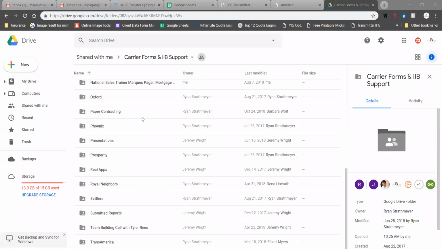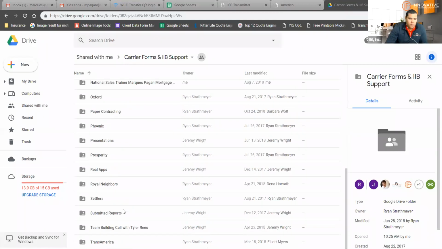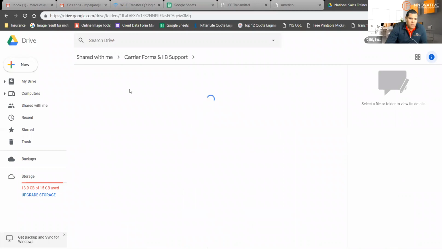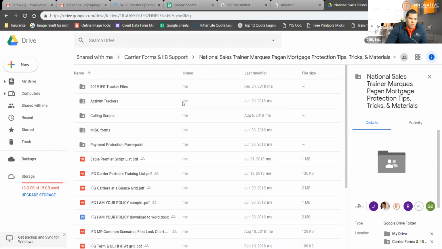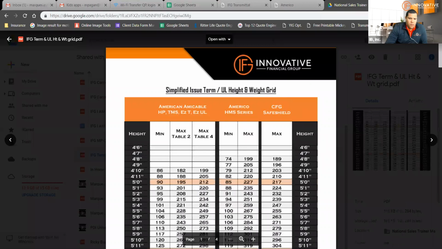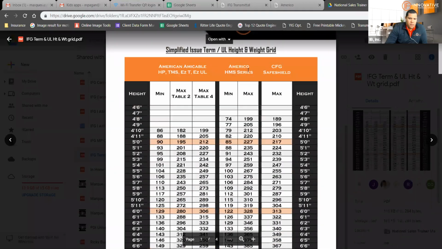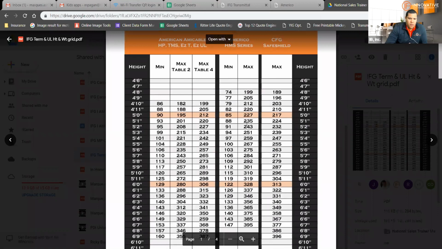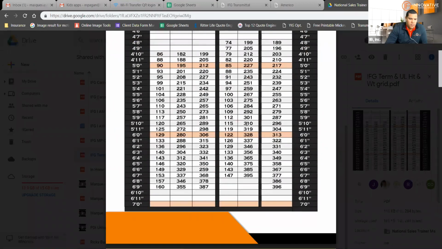If you go under, hold on, let me share the screen. I think I've got it coming up. It'll be under my folder, IFG, term, and UL height and weight chart. It maps them all out. The only one that needs to be updated is America, which changed some of the breakdowns for height and weight.